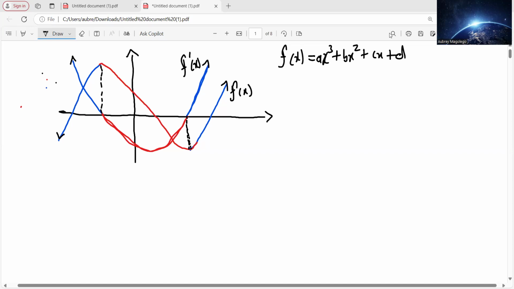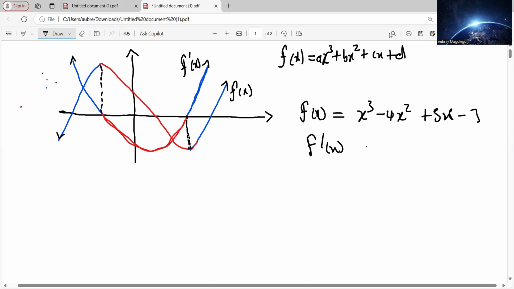f of x is equivalent to maybe x cubed minus 4x squared plus 5x minus 3. If you notice, this is a cubic function because the first term is cubed. So if we are given a cubic function and we must derive this function, it's going to give us f prime of x, which is equivalent to 3x squared minus 8x plus 5. That's how we derive a function.